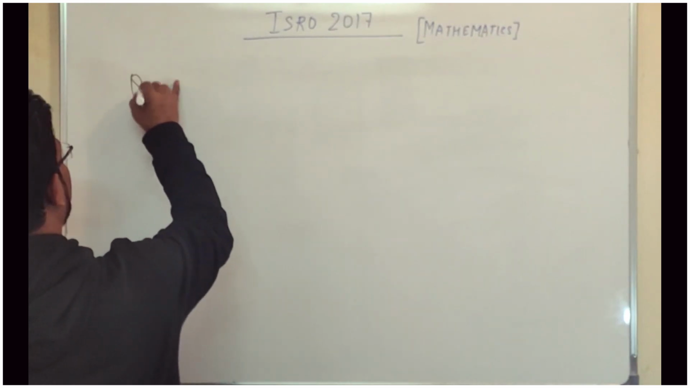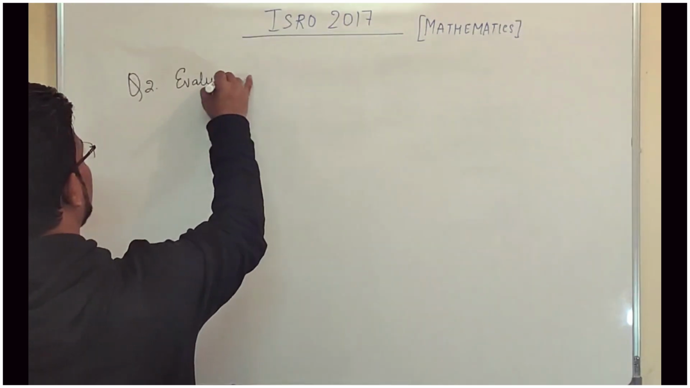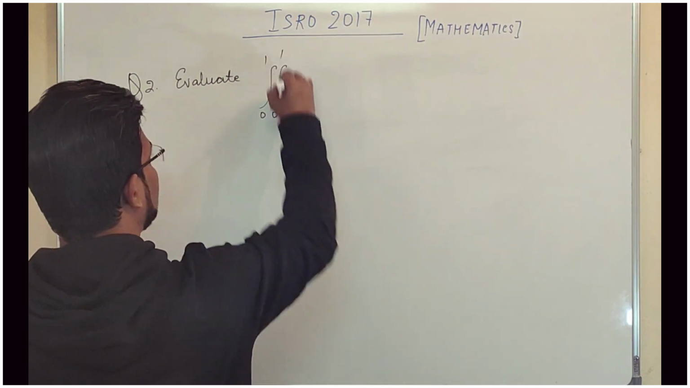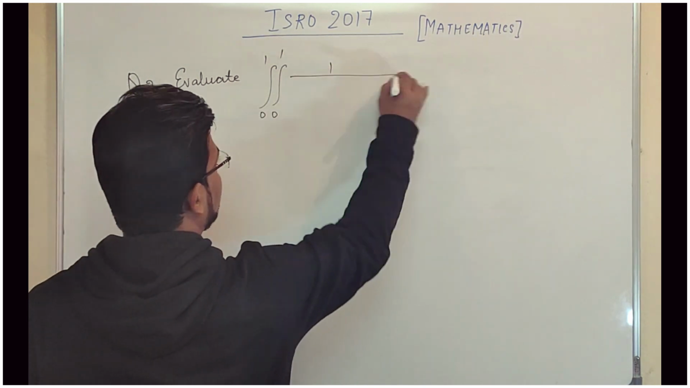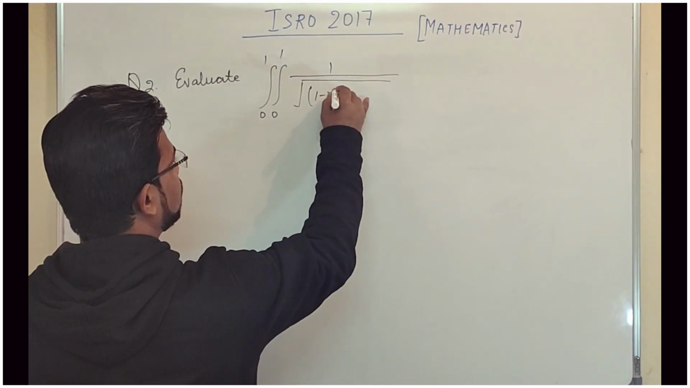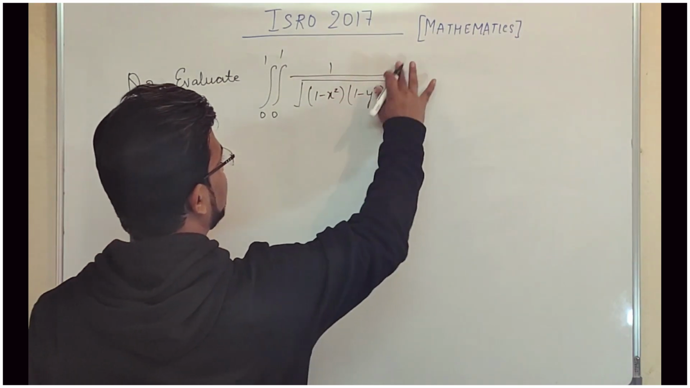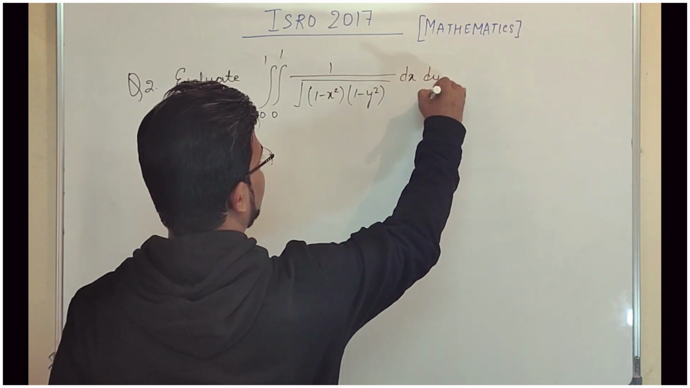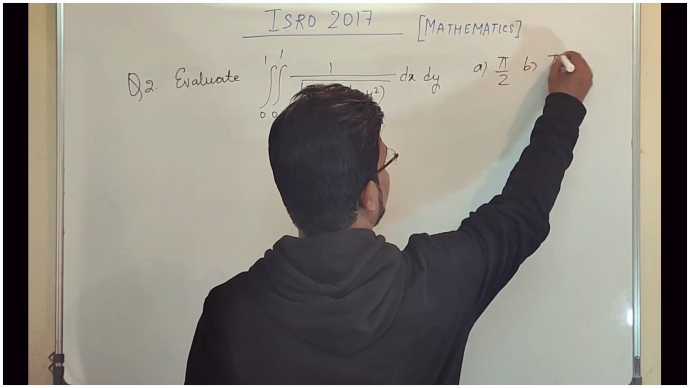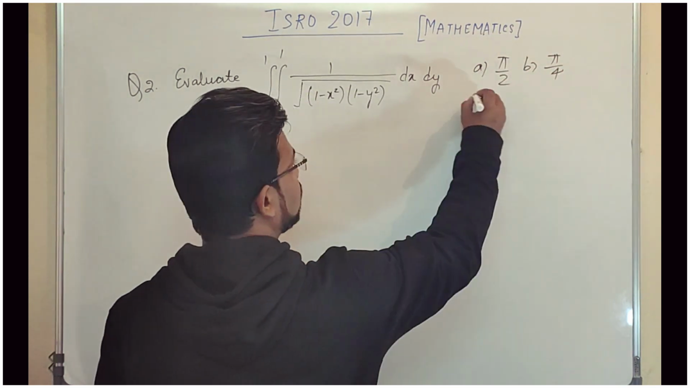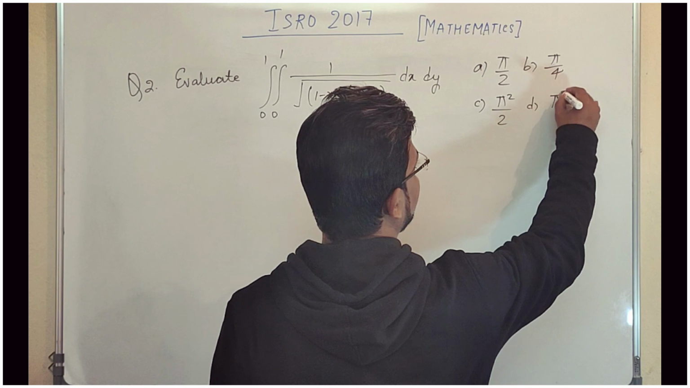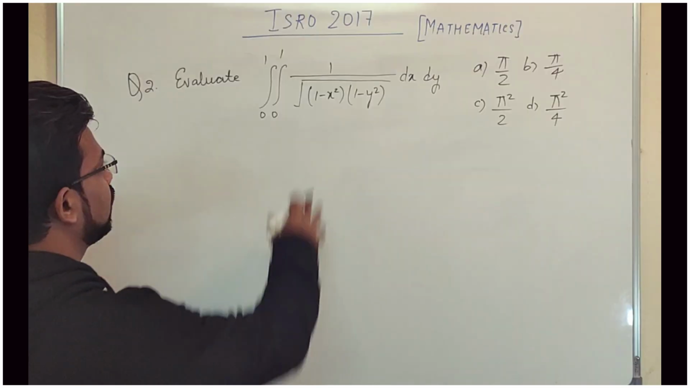Second question we have: evaluate the double integration from 0 to 1, 0 to 1, 1 upon root under of 1 minus x square, 1 minus y square, dx dy, and your options are given: pi by 2, pi by 4, pi square by 2, and then pi square by 4. Let's solve it. Double integration.